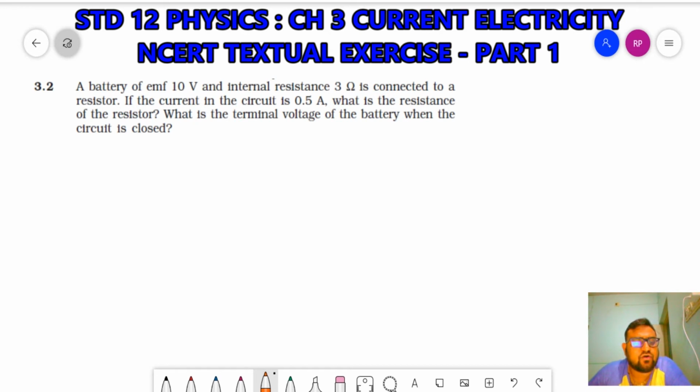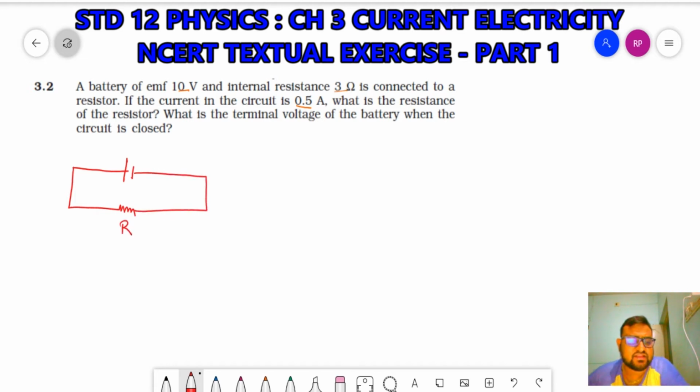3.2. A battery of EMF 10 volt and internal resistance 3 ohm, 10 volt and 3 ohm, is connected to a resistor. If the current in the circuit is 0.5 ampere, what is the resistance of the resistor? Second question, what is the terminal voltage of the battery when circuit is closed? Okay, so let's take a battery connected to a resistor. Let the resistance of the resistor be R.